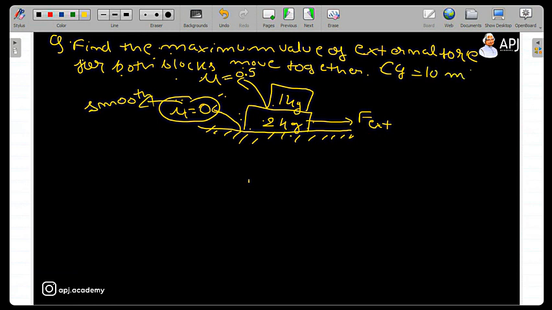G value is 10 meter per second square, which you have to take. Try to calculate external force applying on 2 kg. First of all, draw FBD. Draw their FBDs and see: what all forces are acting on the 2 kg block? What all forces are acting on the 1 kg block?